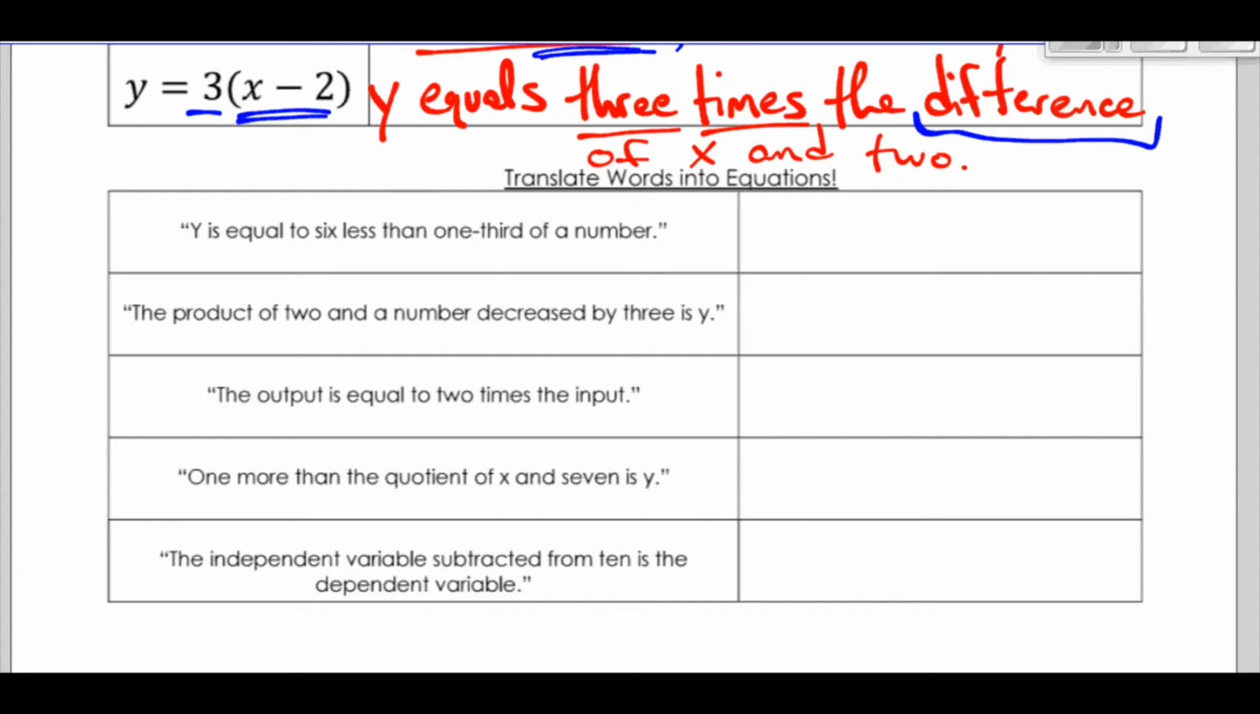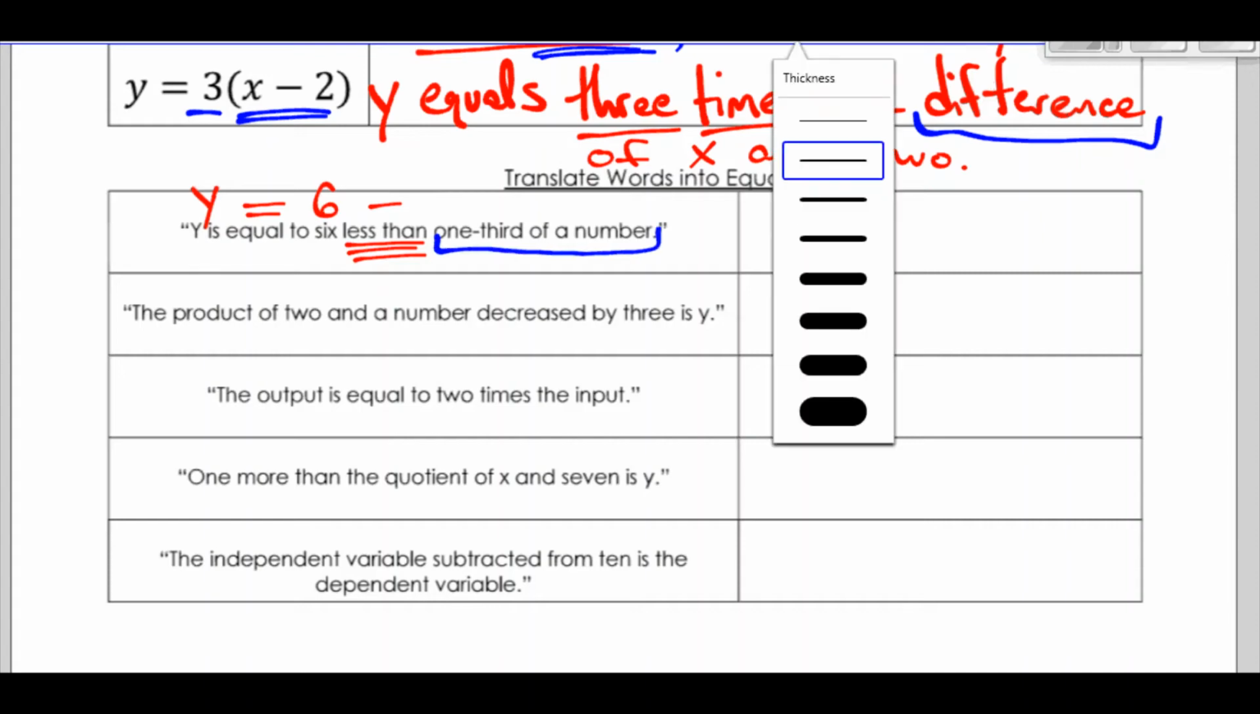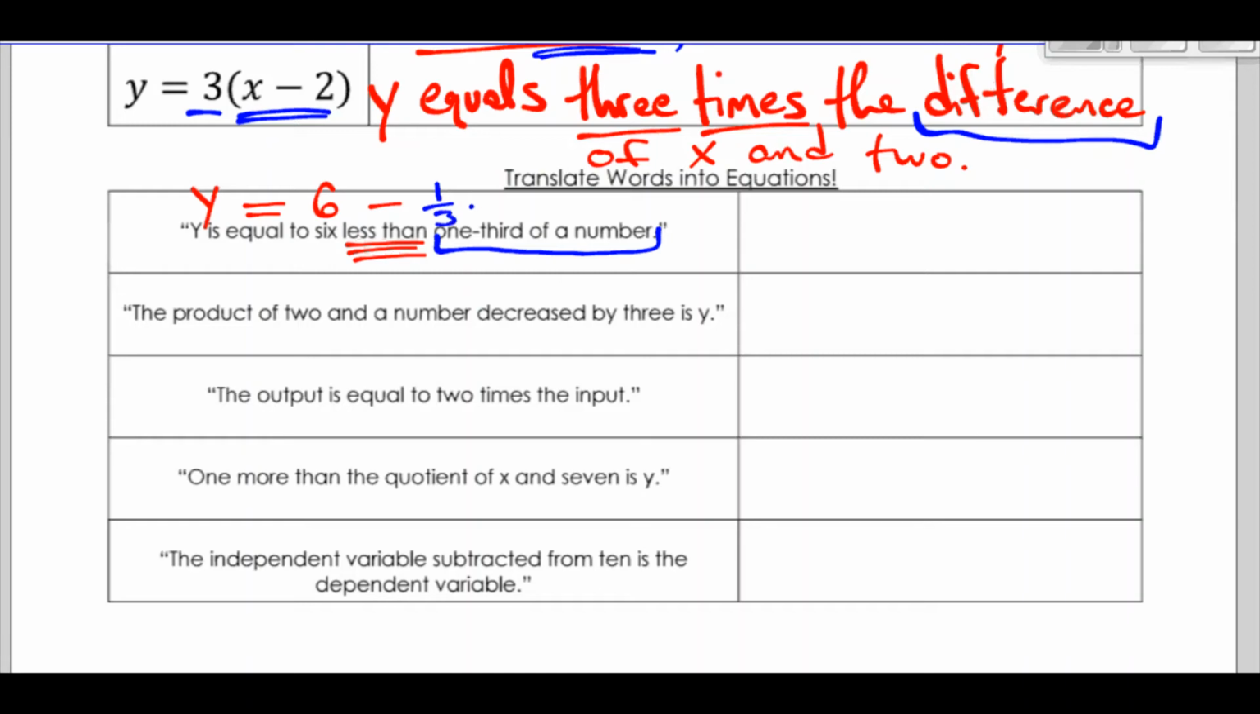I want to say y is equal to, I know that's going to be my equal sign, 6 less than 1/3 of a number. When I see that phrase less than, I know it means subtraction. And then I have the phrase 1/3 of a number. That means I'm multiplying 1/3 times some number. I don't know what that number is, so I'm going to label that as x.